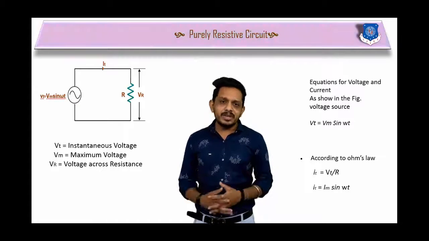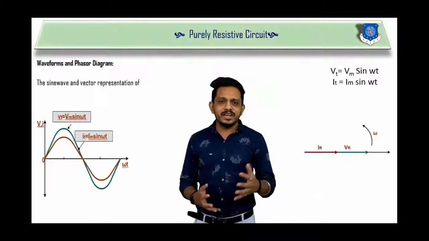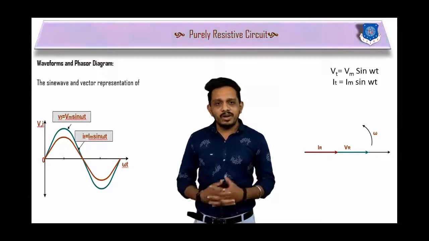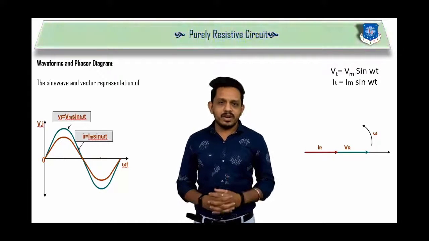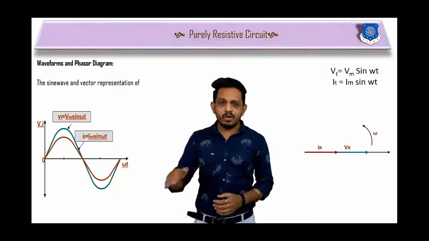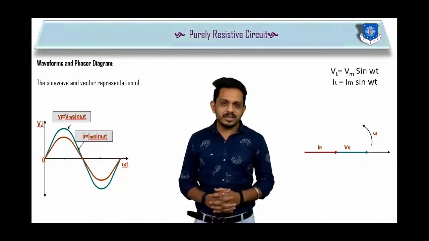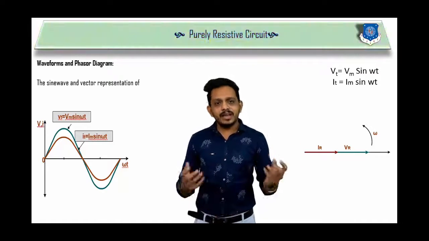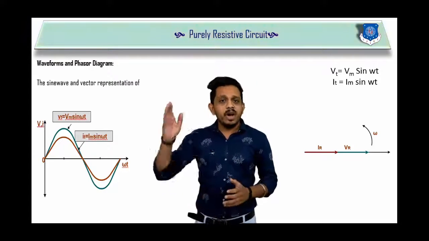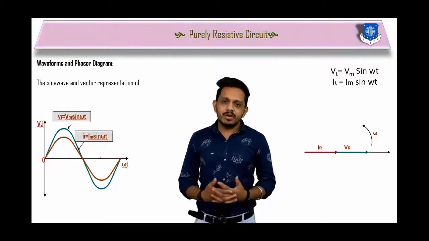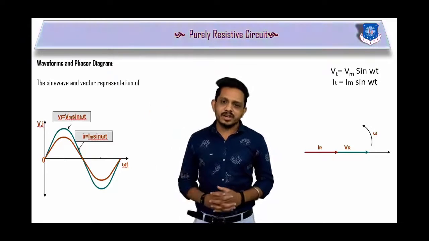So now let's see the waveform of the voltage and current, and how we can draw it. To draw the waveform of voltage and current, we must draw the x-axis and the y-axis. On the x-axis, we will take the angle theta by which our coil is rotated. On the y-axis, we will take our quantity, that is the voltage and current.